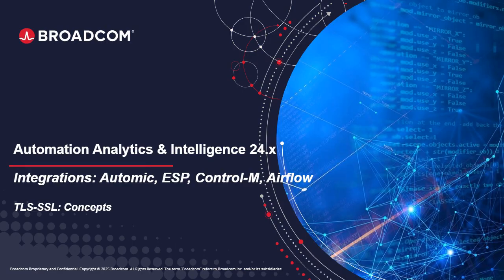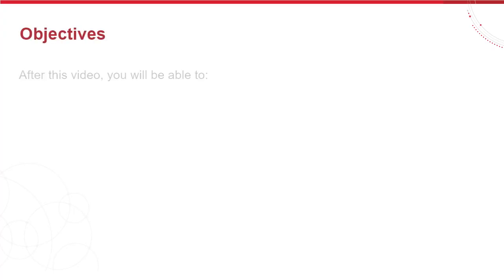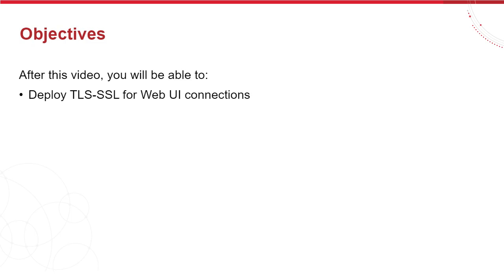This is the TLS-SSL procedure. Since Linux has specific user and ownership requirements, which do not affect Windows, we use Linux. The purpose of this video is to show how to deploy TLS-SSL to secure communications between AAI and other components. We look at deploying TLS to secure communications between AAI and the user's web interface.